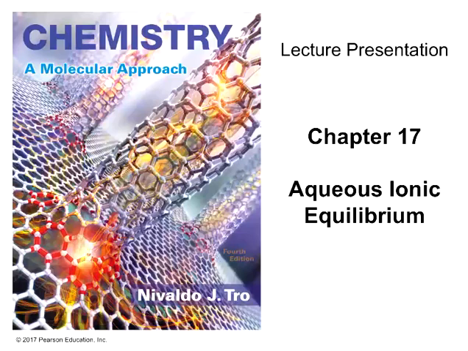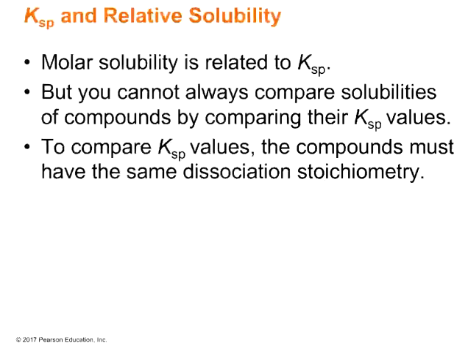Hi everyone. Today we're going to finish up chapter 17. Last time we talked about KSP, the solubility product constant, and we said that molar solubility, or the amount of a compound that is soluble, is related to this KSP value. However, you cannot always compare solubilities of compounds by comparing their KSP values.